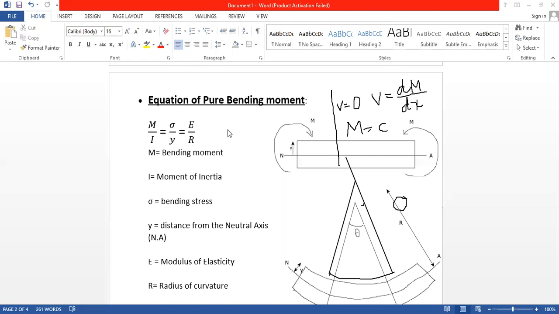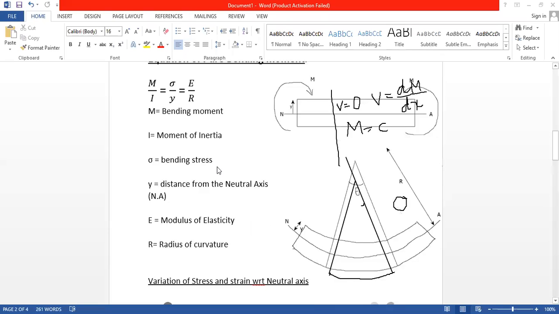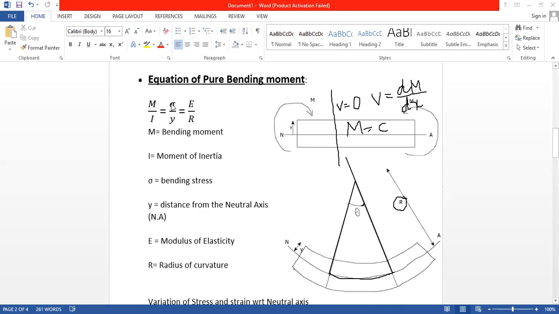Now in the next video, we will work one example, one problem, and we will find out how to calculate the bending stresses, how to calculate the bending moment, how to calculate the moment of inertia, and if any loading is acting on the beam, we will figure out how to calculate the magnitude of those loadings in that beam.